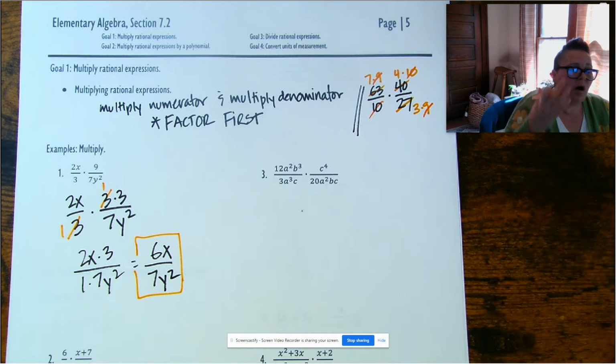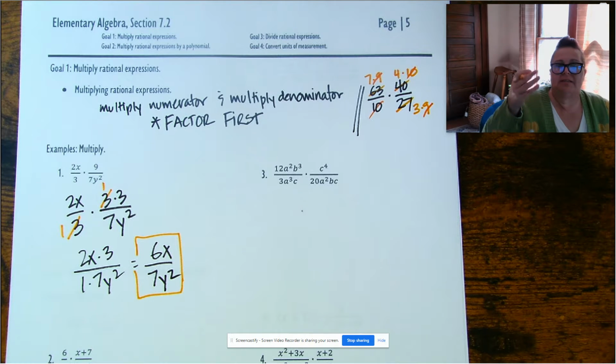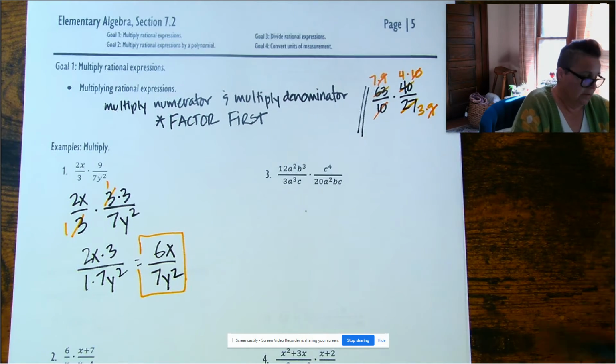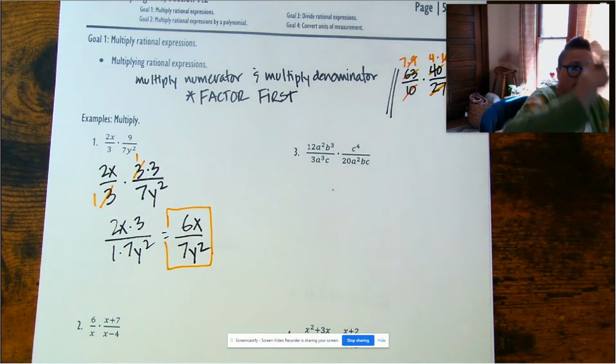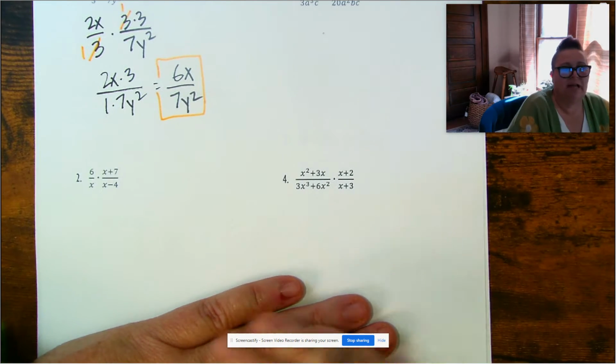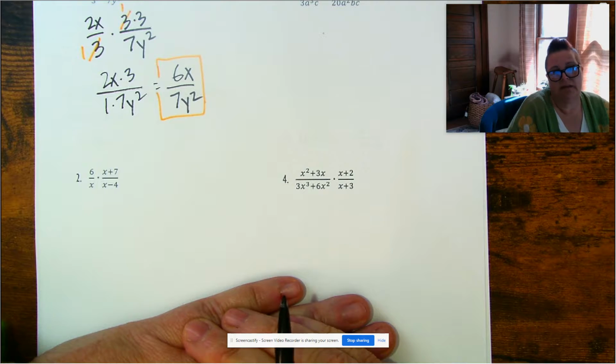Now, with numbers, we often do a lot of factoring in our head. What number goes into both 3 and 9? It's 3. When you're actually factoring polynomials, that mental step often needs to be written out. Okay, so let's take a look at problem number 2 here. Problem number 2, we have 6x times x plus 7 over x minus 4.